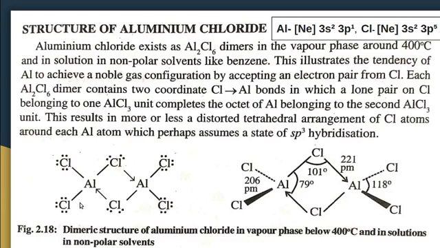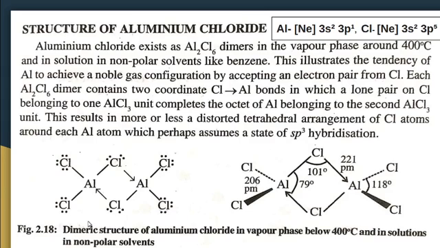So around the aluminium atom there are 6 electrons, but it needs 2 more electrons in order to attain the noble gas configuration. So it accepts a pair of electrons from the neighboring AlCl3 unit. There are 2 AlCl3 units in the Al2Cl6 dimer. One is this AlCl3 unit, another one is this AlCl3 unit. So this aluminium atom can accept a pair of electrons from a chlorine atom.